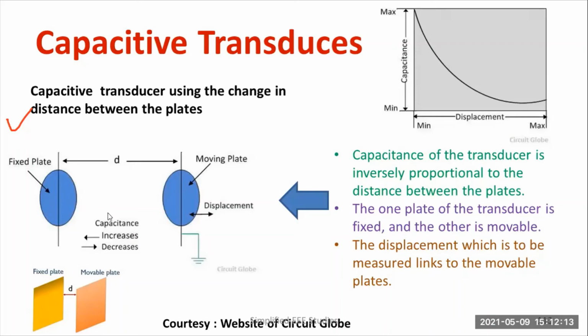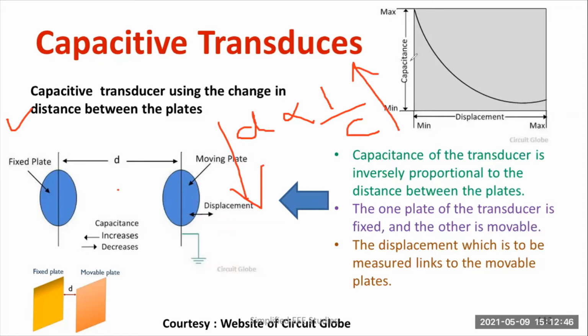See, as the gap changes, this is the fixed plate and moving plate, and this is the gap between the fixed plate and moving plate. Suppose the displacement is very high, the gap length reduces. The gap length is going to reduce as the displacement increases. I already explained that the distance is inversely proportional to capacitance. C is equal to epsilon A by D. As the distance between the two plates reduces, obviously the capacitance increases.